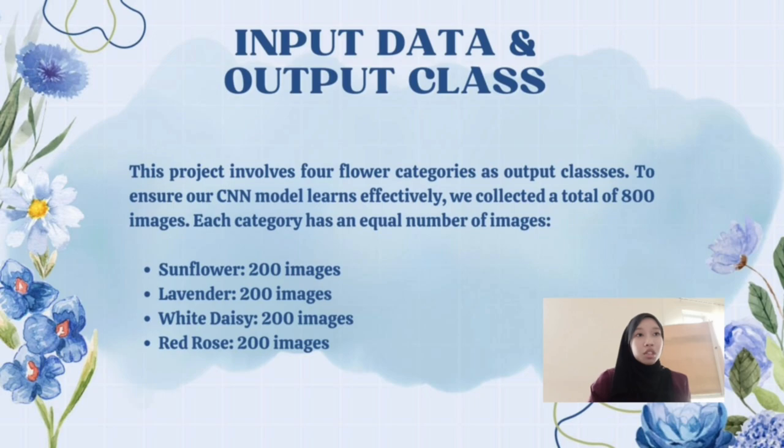Next, for the input data and output classes. This project involves 4 flower categories as output classes. To ensure our CNN model learns effectively, we collected a total of 800 images. Each category has an equal number of images: sunflower 200 images, lavender 200 images, white daisy 200 images, and red rose also 200 images.